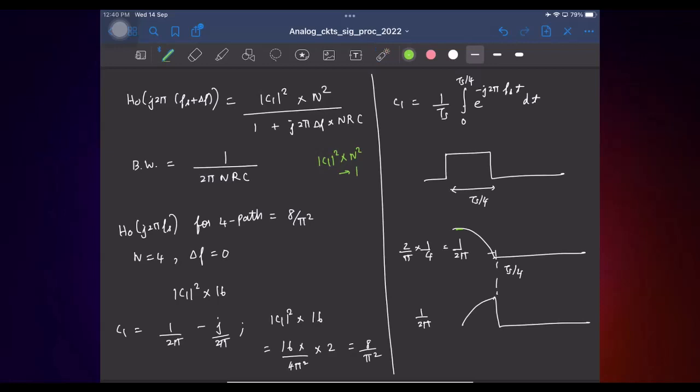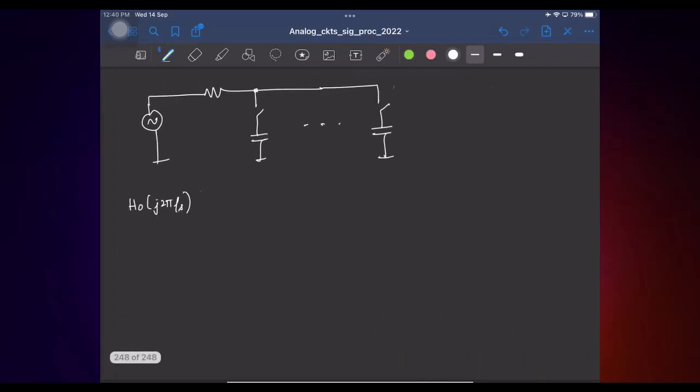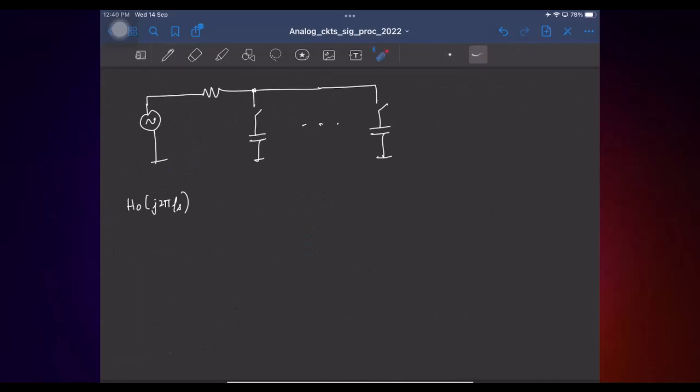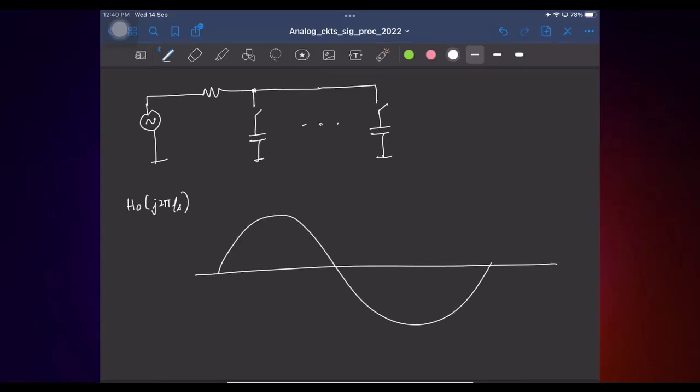Another way to think is, what does this mean? I'm applying an exponential at a frequency fs. So let us say I apply a sinusoid like this, right? The same you can argue with cosine also.